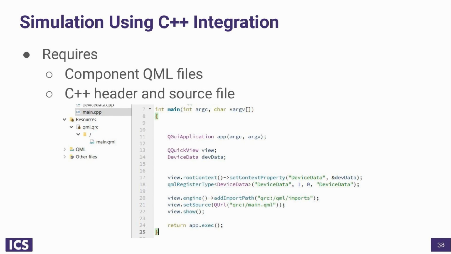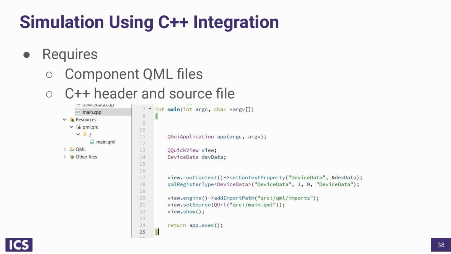The other process we can use to simulate our design is using C++ integration. This requires QML files as well as C++ classes. In this case, C++ classes are used to acquire data from the device. This C++ class is exposed to QML using QML register type and set context property functions.